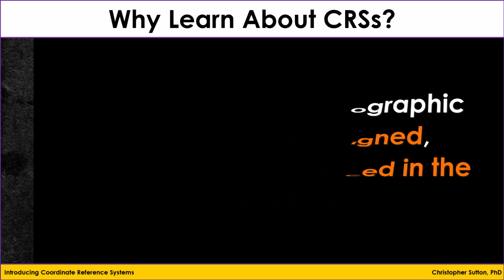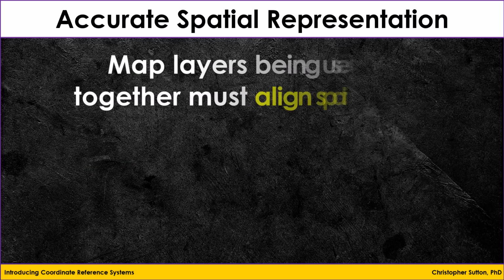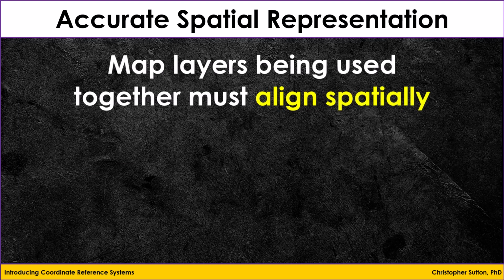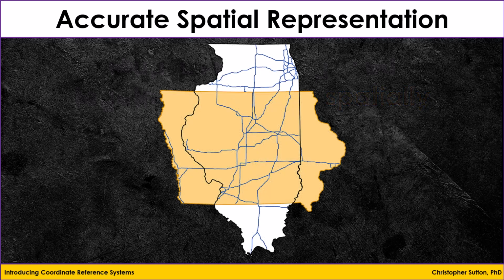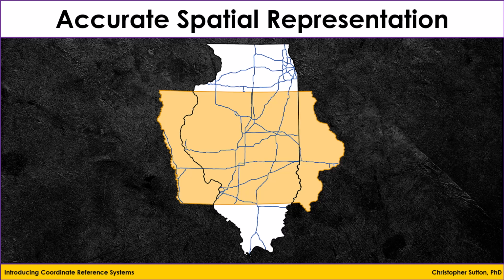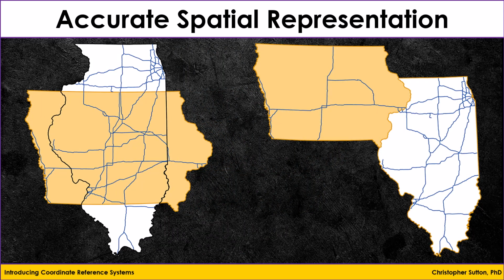A basic principle in GIS is that map layers being used together must align spatially. Here we see an example of interstate highways in Illinois and Iowa using different coordinate systems. This is a bit of an exaggeration, but you see how having different coordinate systems can result in misaligned data. Here we have the interstate highways using the same coordinate system, and the positions of Iowa and Illinois are correctly aligned.